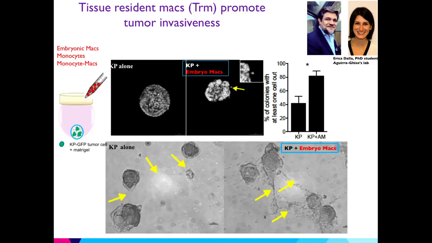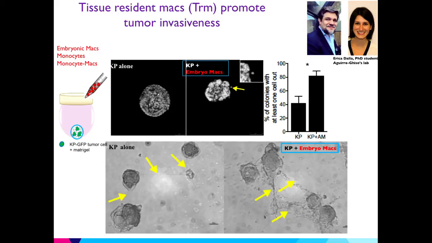So we decided to assess whether these embryonic macrophages were promoting tumor cell invasiveness. So what we did here, we used this spheroid model in which we co-culture lung cancer cells with either embryonic or adult macrophages, and then we assess whether the addition of embryonic macrophages will promote tumor invasiveness in this matrigel spheroid system.